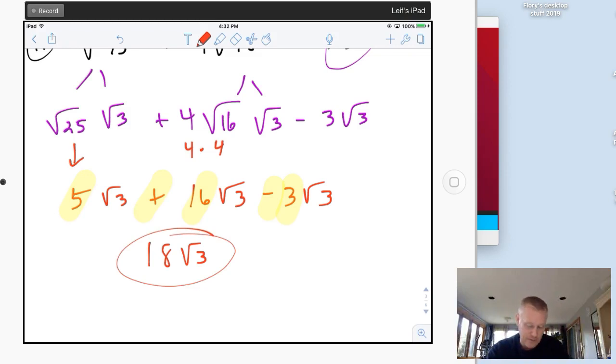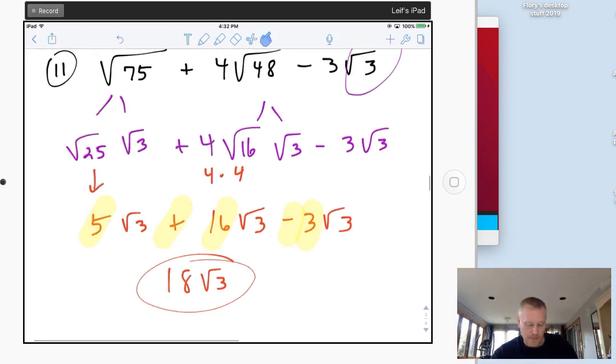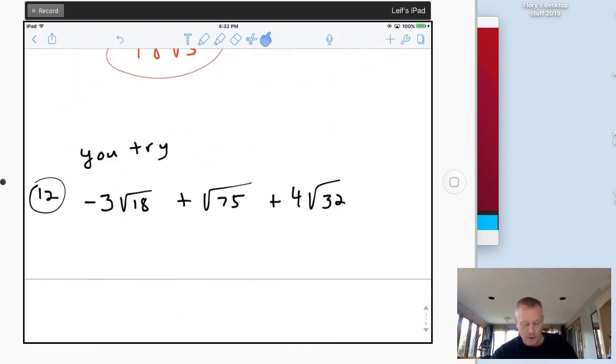Same as 5x plus 16x minus 3x, right? It's just the x is the square root of 3 in this case. And that's that problem. All right, why don't you try this one?